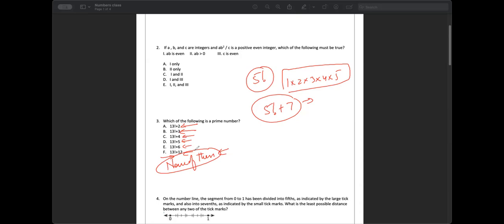Like 13 factorial plus 15. That won't be prime either, because 13 factorial itself has 3 into 5, which means it itself will be a multiple of 15.